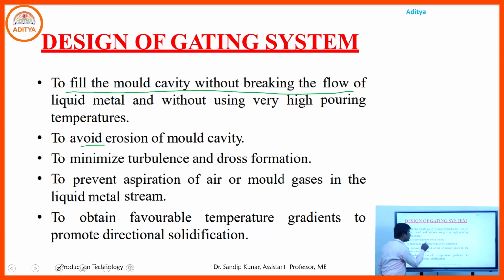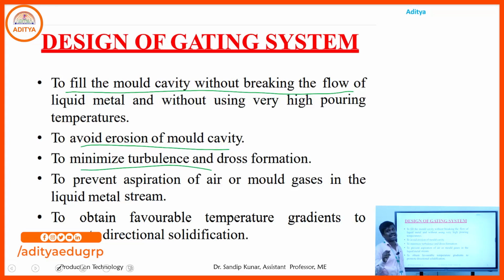To avoid the erosion of the mold cavity, when you are pouring the molten metal into the gating system, you always take care of the flow of the molten metal. Due to the creation of turbulence, sometimes the inside surface of the gating system may be eroded. Also take care of that. Third, to minimize the turbulence and dross formation. Turbulent flow may erode the inside portions.